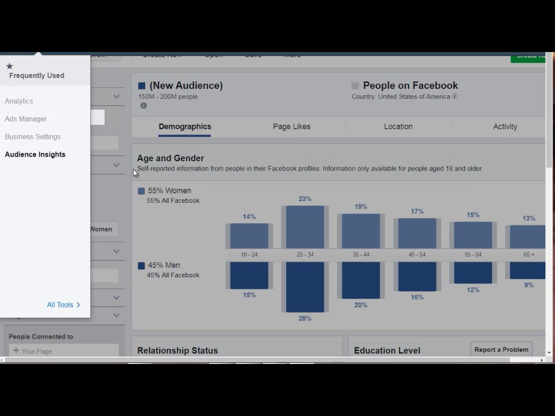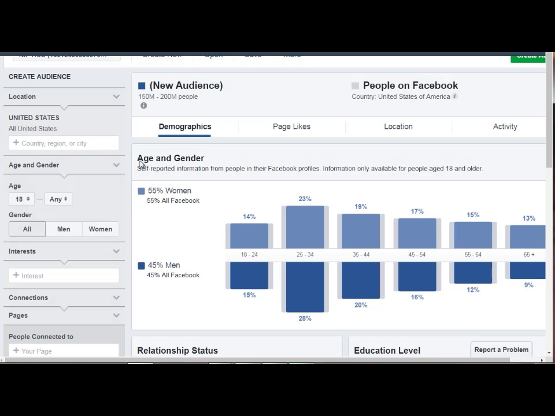Okay, so to get to Facebook Audience Insights, you'll need to go to business.facebook.com. You'll need to log in to your personal Facebook profile, and you'll need to set that up if you haven't. And after that, you'll need to click on the top, go to Audience Insights, and here we are.